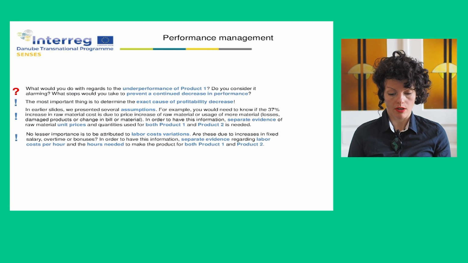What would you do with regards to the underperformance of product 1? Do you consider it alarming? What steps would you take to prevent a continued decrease in performance? The most important thing is to determine the exact cause of the profitability decrease. In earlier slides, we presented several assumptions.